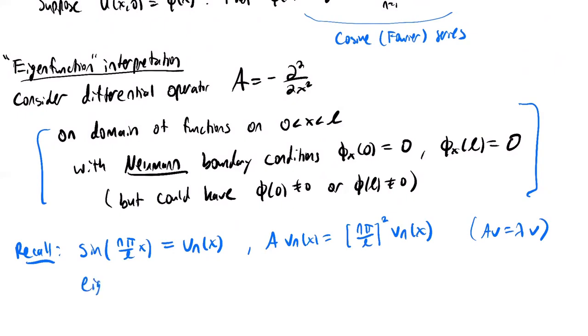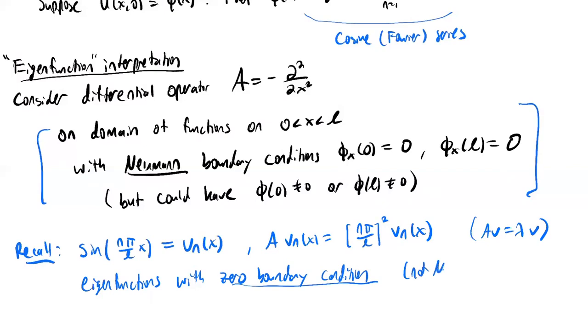Right, so these were eigenfunctions, but they were eigenfunctions for the problem with the zero boundary condition, not the Neumann condition. Right. And so in particular, we can check just by differentiating that these functions Vn of x, or the sine of n pi over L times x, do not satisfy the Neumann boundary conditions. So for the problem we're considering now, they're not in the domain of the operator, right?